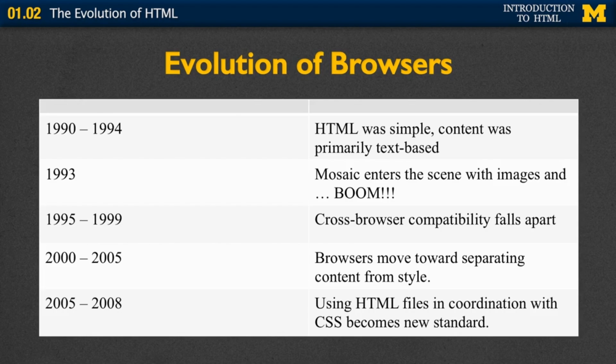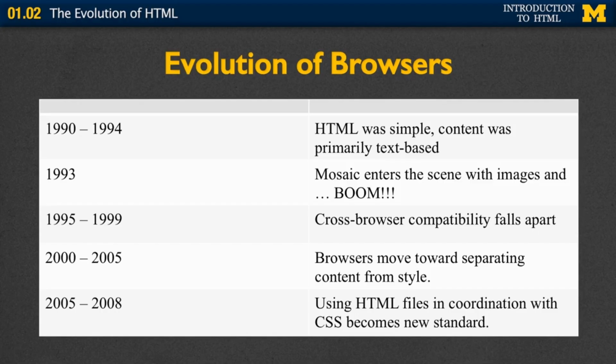In 1990 to 94, it was all very simple, text-based. In 93, we talked about how the images entered the scene and pretty much exploded the internet. Cross-browser compatibility made many of the web pages just fall apart and led to incredibly ugly code. In the beginning of 2000, browsers went back to this idea of separating content from style. And in 2005, it became standard practice to use HTML files, which we'll be learning about in this course, to create the content, and CSS files to style it.